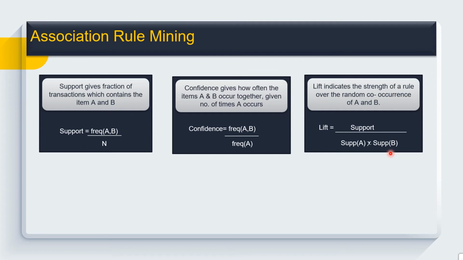So what happens is that suppose the value of lift is more, that implies that the rule which we get is strong and it can be used for later purposes, because in that case the support A into support B value, which is the denominator of lift, will be low, which in turn means that there is a relationship between the items A and B.